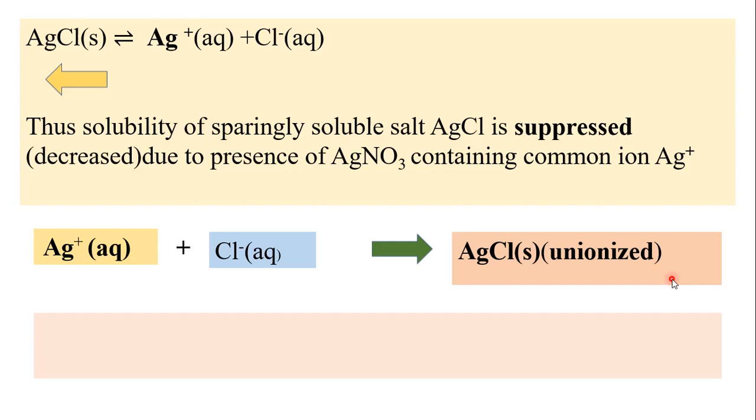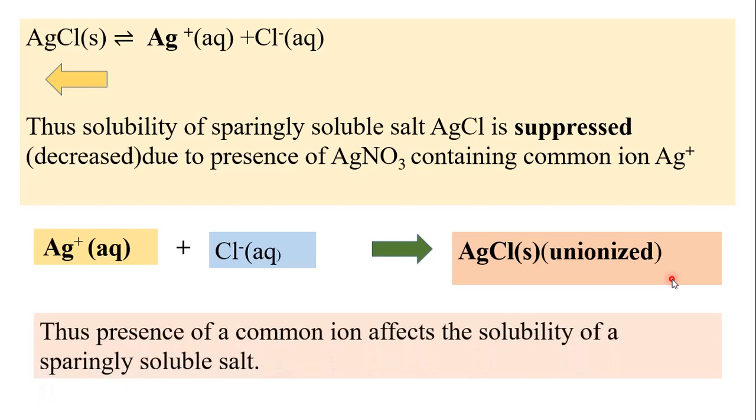and thus the solubility of the sparingly soluble salt is suppressed or decreased due to the presence of AgNO3 containing the common ion, that is Ag ions. And thus the presence of a common ion affects what? The solubility of a sparingly soluble salt.